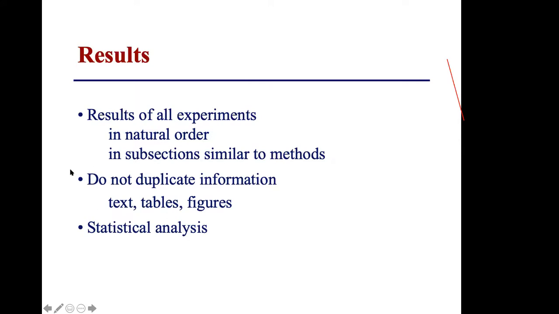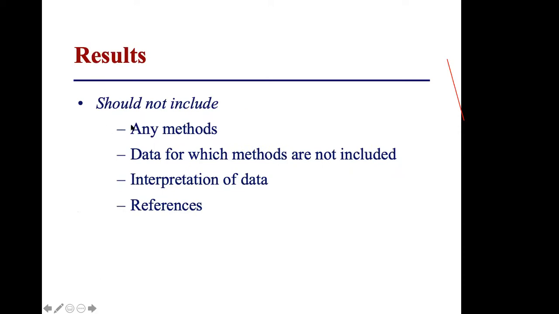Certainly don't duplicate information in the text, tables, and figures, and do provide the statistical analysis that you do for all the information that you have. Your results section should not include any methods. And you'd say, this is so obvious. But every third, fourth paper that I come across that is submitted to our journal has a sentence or two which actually belongs elsewhere and not in the results section. Sometimes from the introduction, sometimes from the method section tends to creep into the results.